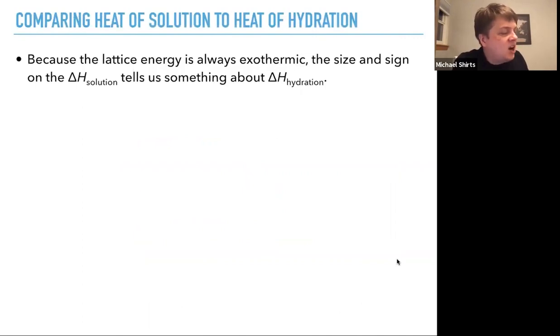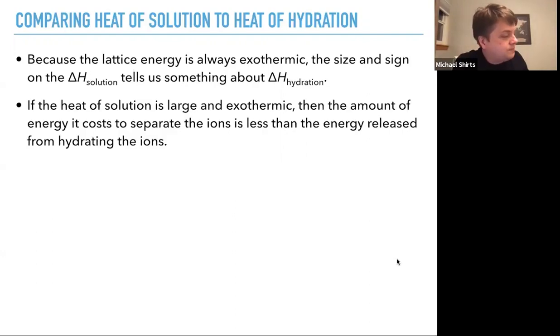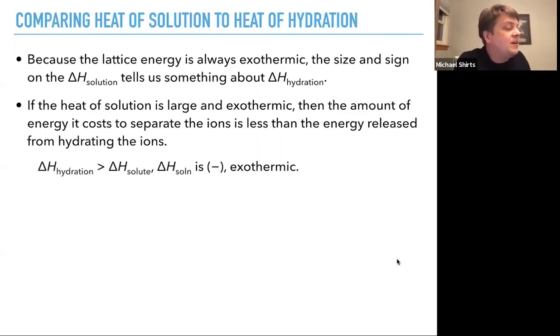The size and sign on the ΔH of solution tells us something about the ΔH of hydration, right? Because the heat of solution is just the sum of the heat of hydration, which is the solvent-water plus solvent-solute interactions, and the lattice energy. So if we know the lattice energy, we know the heat of hydration. If the heat of solution is large and exothermic, the amount of energy it costs to separate the ions is less than the energy released from hydrating the ions. So if the change in enthalpy on hydration is greater than the change in enthalpy on breaking the solute, i.e. the lattice energy, then it's exothermic. We gain more energy by hydrating.